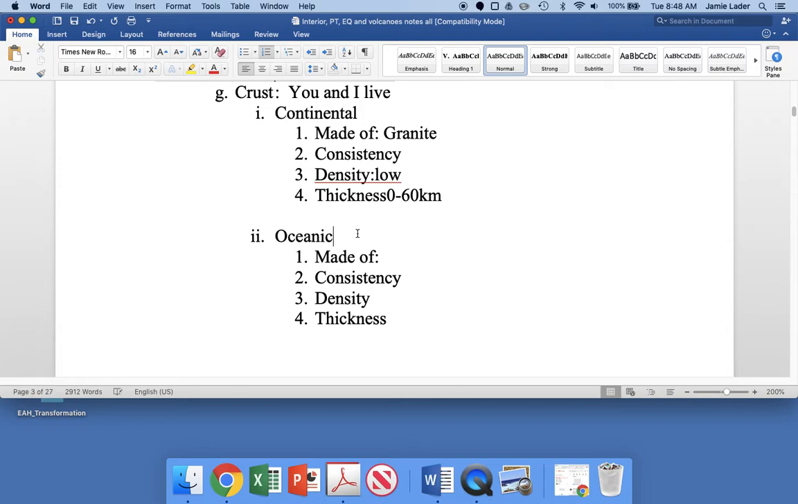Oceanic crust, on the other hand, is what's going to be at the bottom of the ocean. So if you swam to the bottom of the ocean, that begins the oceanic crust. This is made of our good old friend basalt. Consistency is solid, of course. Density is very high. You may remember that from your lab that we did together. And the thickness of this is going to be thin, usually between 0 and 5 kilometers, so about 3 miles thick. So real thick for continental, real thin for oceanic crust.